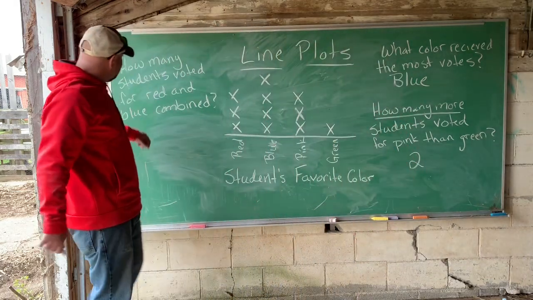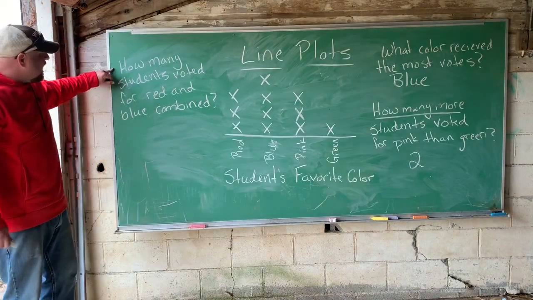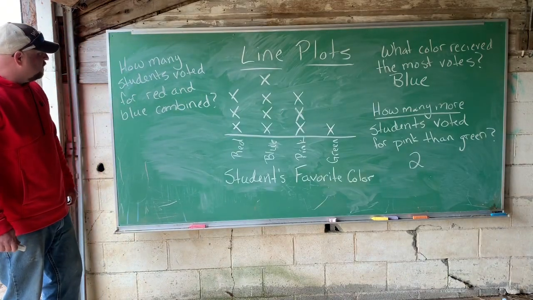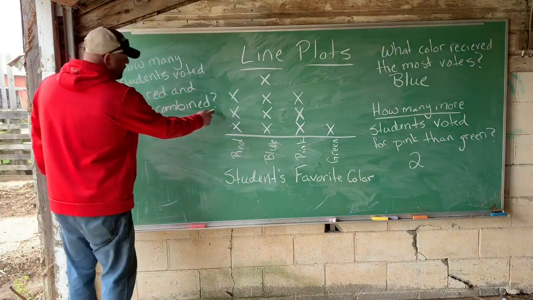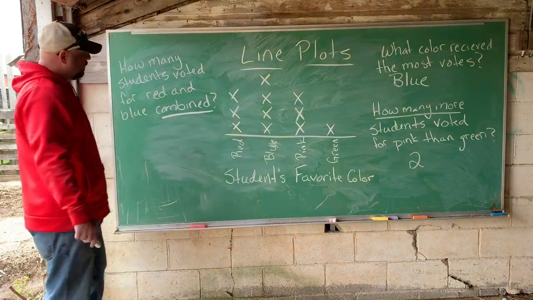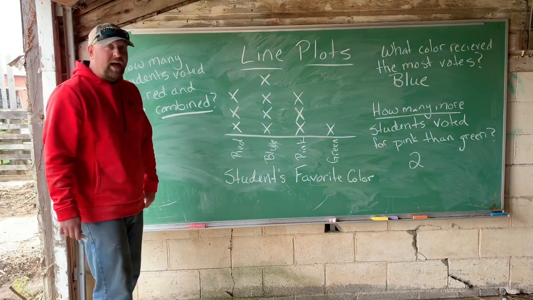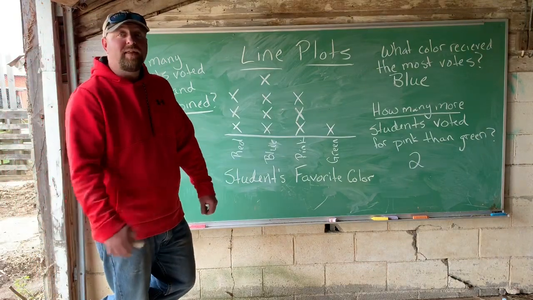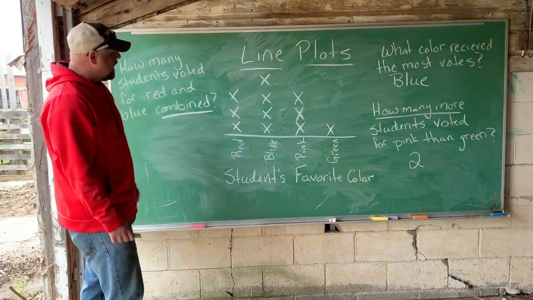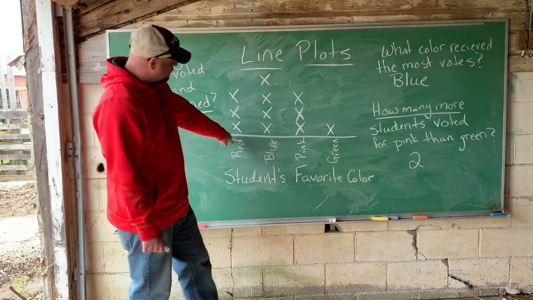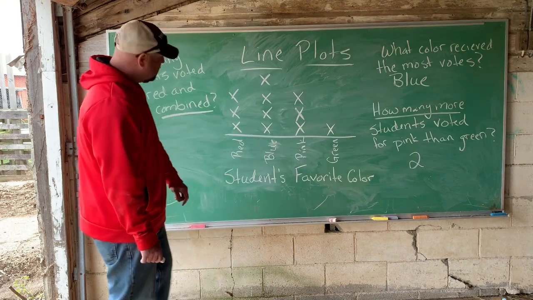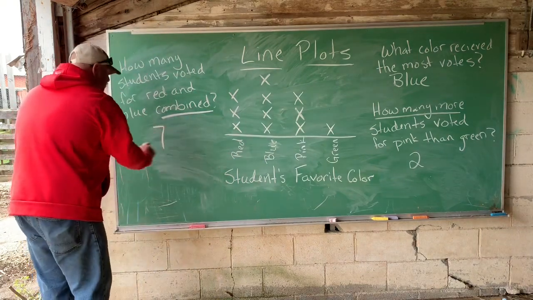And the final question that we'll go over today for this one is, how many students voted for red and blue combined? The word that should be throwing red flags right now is the word combined. When I see combined, I think add. So I'm going to be adding red and blue. Red is 3, blue is 4. 3 plus 4 is 7.